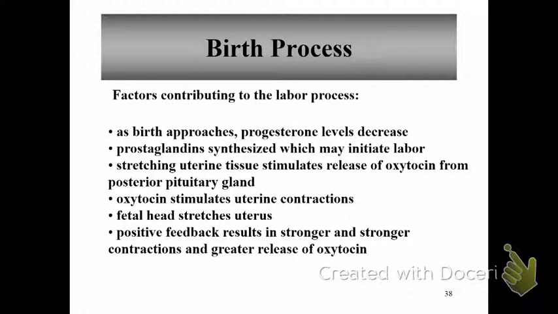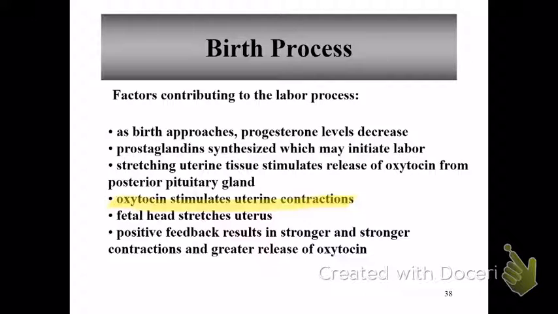Okay, so looking at your birth process, factors contributing to pushing that baby out. As birth approaches, progesterone level decreases. So the progesterone actually starts to go down. Prostaglandins, they're kind of like hormones, are synthesized, which may initiate labor. Stretching of the uterine tissue stimulates the release of oxytocin. Oxytocin is positive feedback, remember, from the endocrine system, from the back part of the pituitary gland. Oxytocin, highlight that. Oxytocin stimulates uterine contractions.